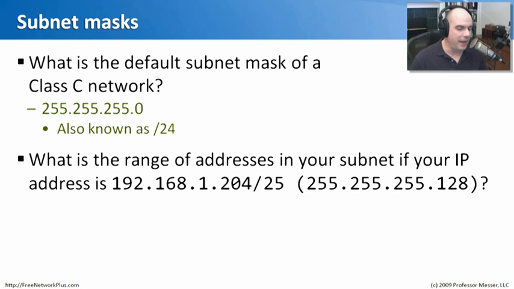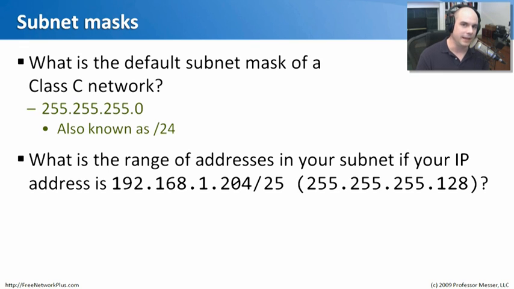Now let's say that we have an IP address of 192.168.1.204 and we have a subnet mask of 255.255.255.128, which means there are 25 bits in this subnet mask. And we need to know what's the range of addresses in this network. I'll give you a second. You can pause this and maybe calculate it out.